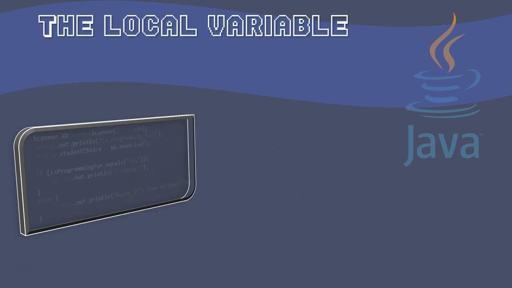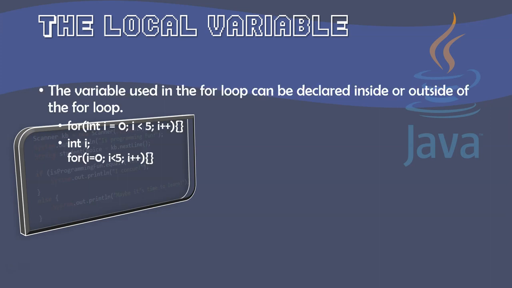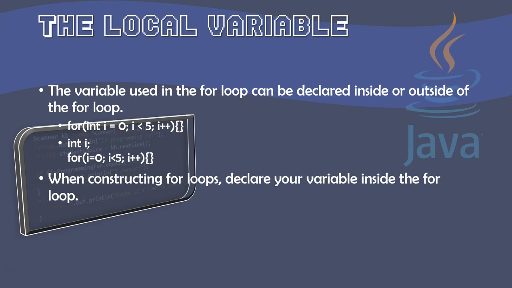Now, the thing we need to talk about with that loop structure is what's known as a local variable. The variable used in the for loop can be declared either inside or outside the for loop. So this is kind of a nice, cool thing you can do with loops. So I could either say for int I equals 0, I is less than 5, I plus plus. Or I could say int I, and then say for I equals 0, I is less than 5, I plus plus. Both of these are correct ways of implementing your code.